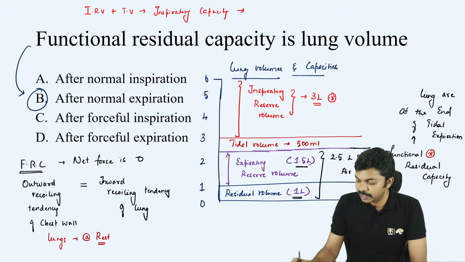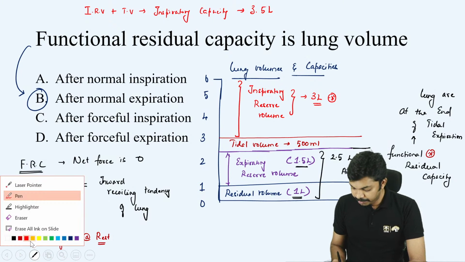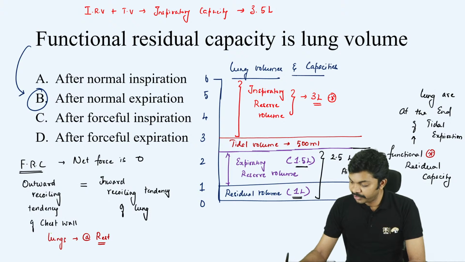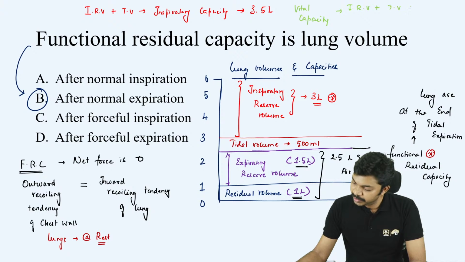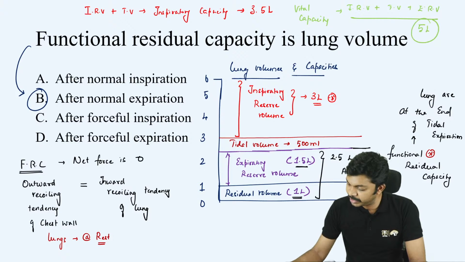And 3 liters plus 500 ml, that's going to be 3.5 liters. And people, we also do have vital capacity that includes everything except residual volume. So inspiratory reserve plus tidal plus expiratory reserve volume together is vital capacity with a value of about 5 liters.